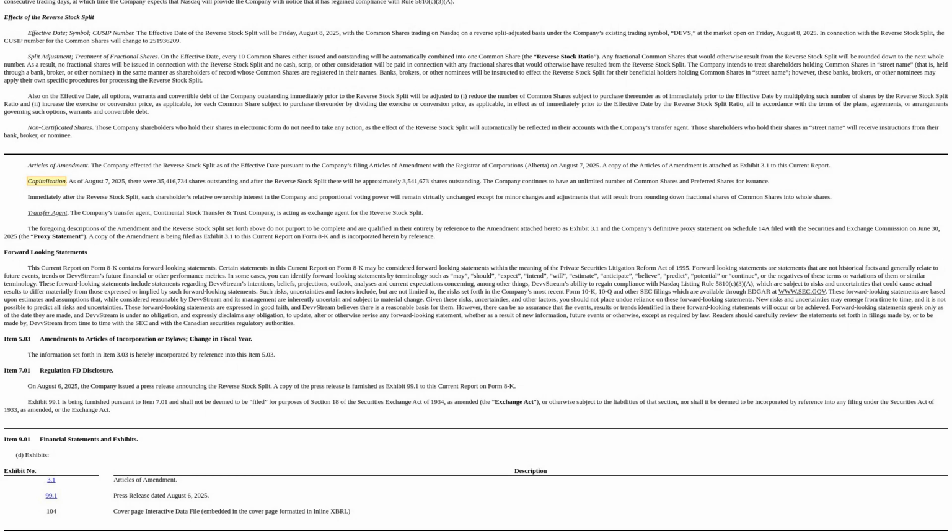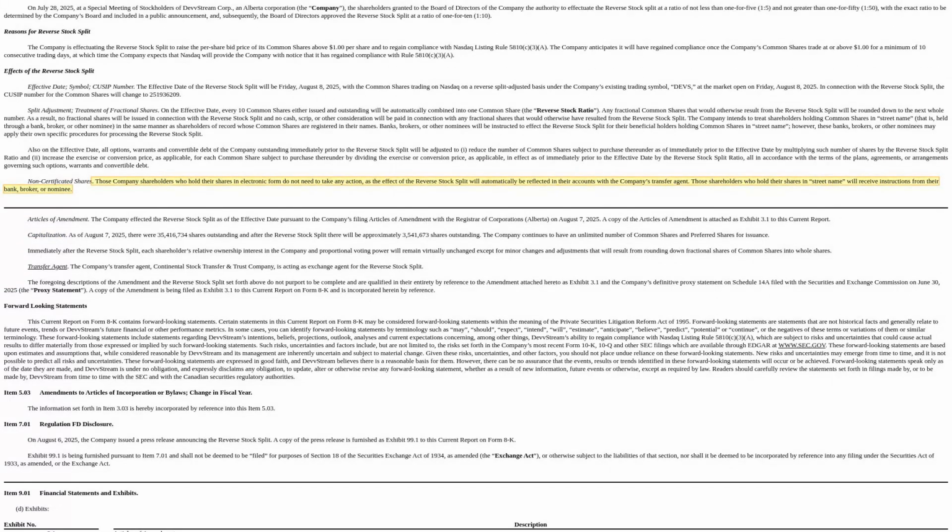Importantly, the filing states that each shareholder's relative ownership interest and proportional voting power will remain virtually unchanged, except for minor changes and adjustments that will result from rounding down fractional shares of common shares into whole shares. This is key. Your percentage of the company hasn't magically increased or decreased. It's just your piece of the pie is now made up of fewer, bigger slices.